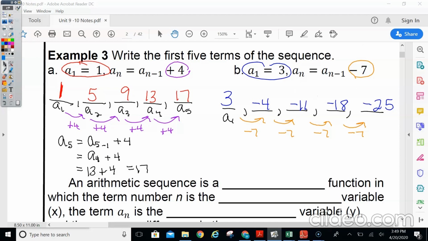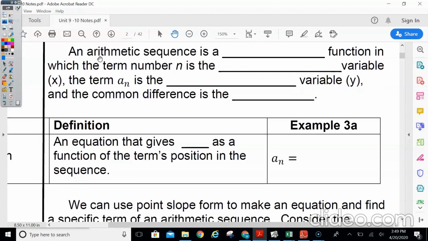Okay, so these arithmetic sequences, they are linear functions. So they have some kind of y equals mx plus b formula, in which the number n is your independent variable. So this is like your x term, the x in y equals mx plus b. And a sub n is like your y, which is your dependent variable.